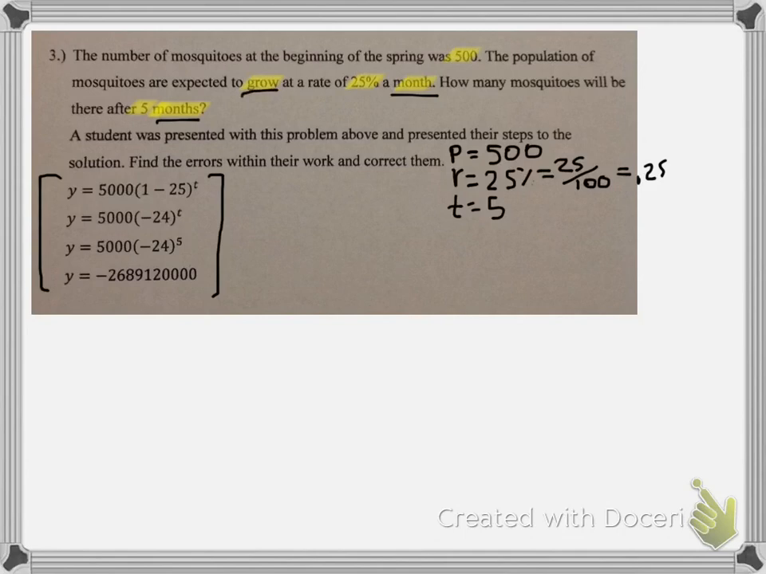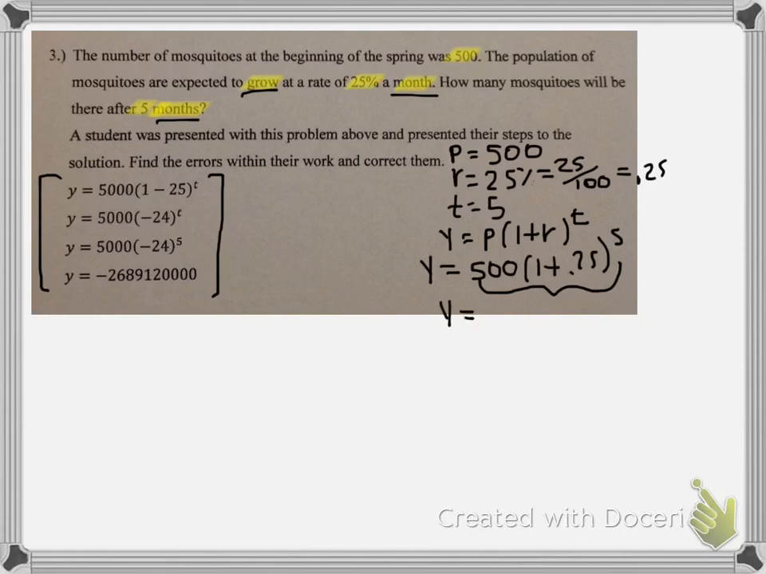And since we're talking about growing at a rate, that means it has to be the exponential growth function or formula, raised to the T. Alright, so since we have all the information we need to plug in, I'll just go ahead and plug it in, raised to the 5th. Alright. Now you can plug this entire thing into Desmos and get the final answer, which is 1,525.878. Okay?